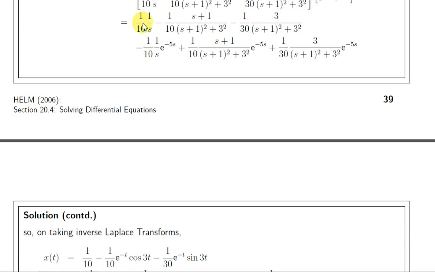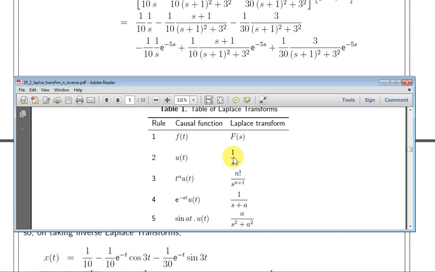Let's look at the inverse transform of 1 over 10 times 1 over s. Well, we can get that from a table of transforms. We've seen this already. The inverse transform of 1 over s is u of t, the unit step function. So the value of this function is 1 for positive t. So we're just going to get a 1 here, and by linearity we take out the 1/10, so we have 1/10 times 1. So we're only dealing with positive t here, so we can just write down 1 here.